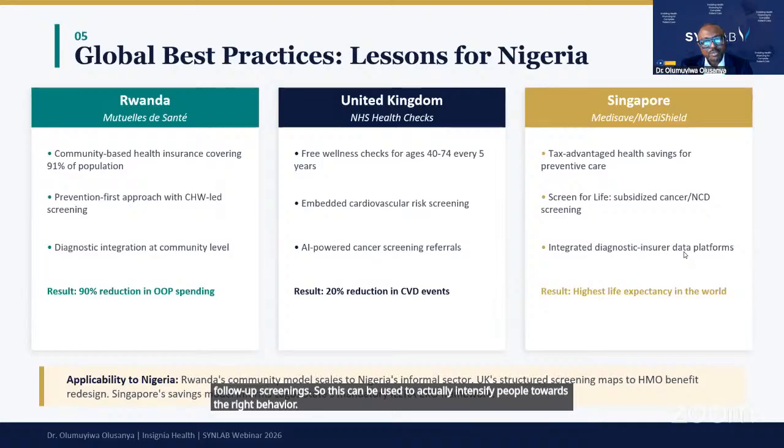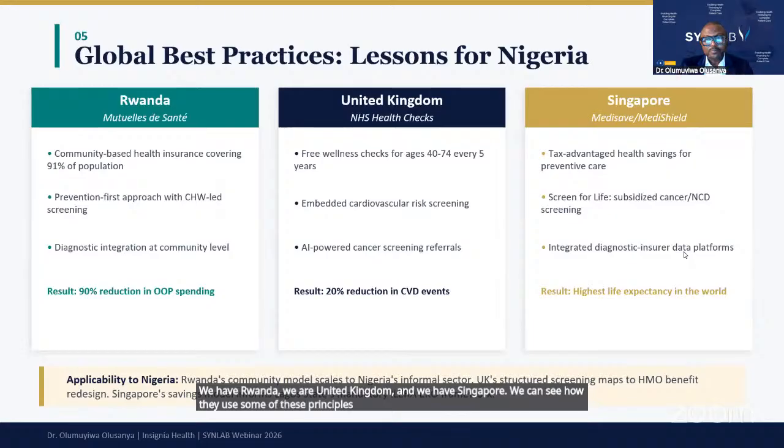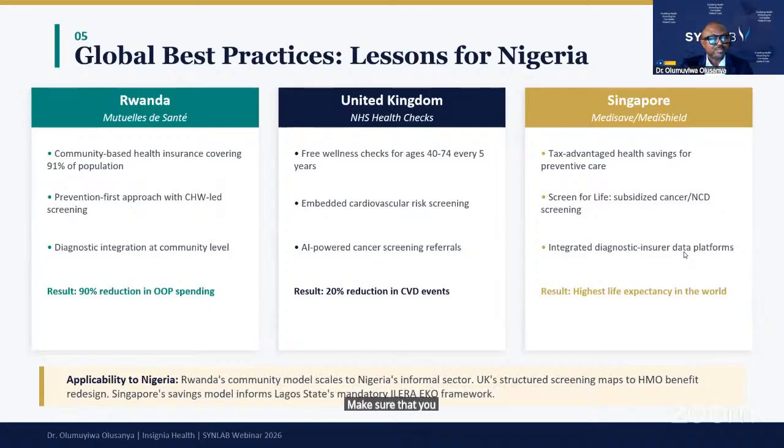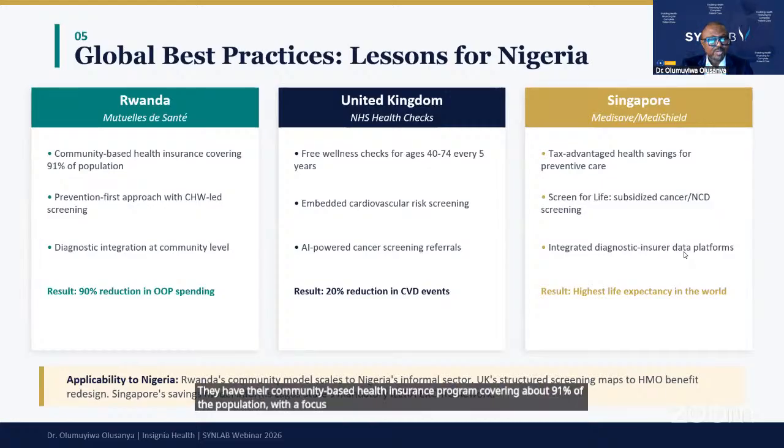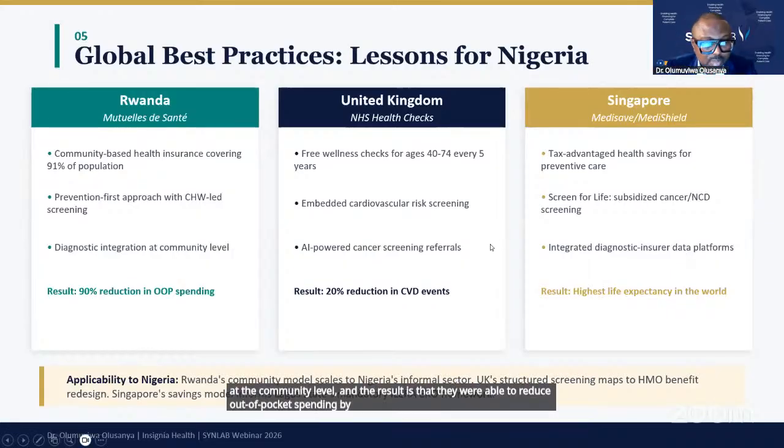So, learning from a few countries, we have Rwanda, the United Kingdom, and Singapore. We can see how they've used some of these principles to make sure that they have full-spectrum healthcare financing. Rwanda has a community-based health insurance program covering about 91% of the population, with a focus on prevention and a lot of integration of diagnostics at the community level. The result is that they were able to reduce out-of-pocket spending by up to about 90%.